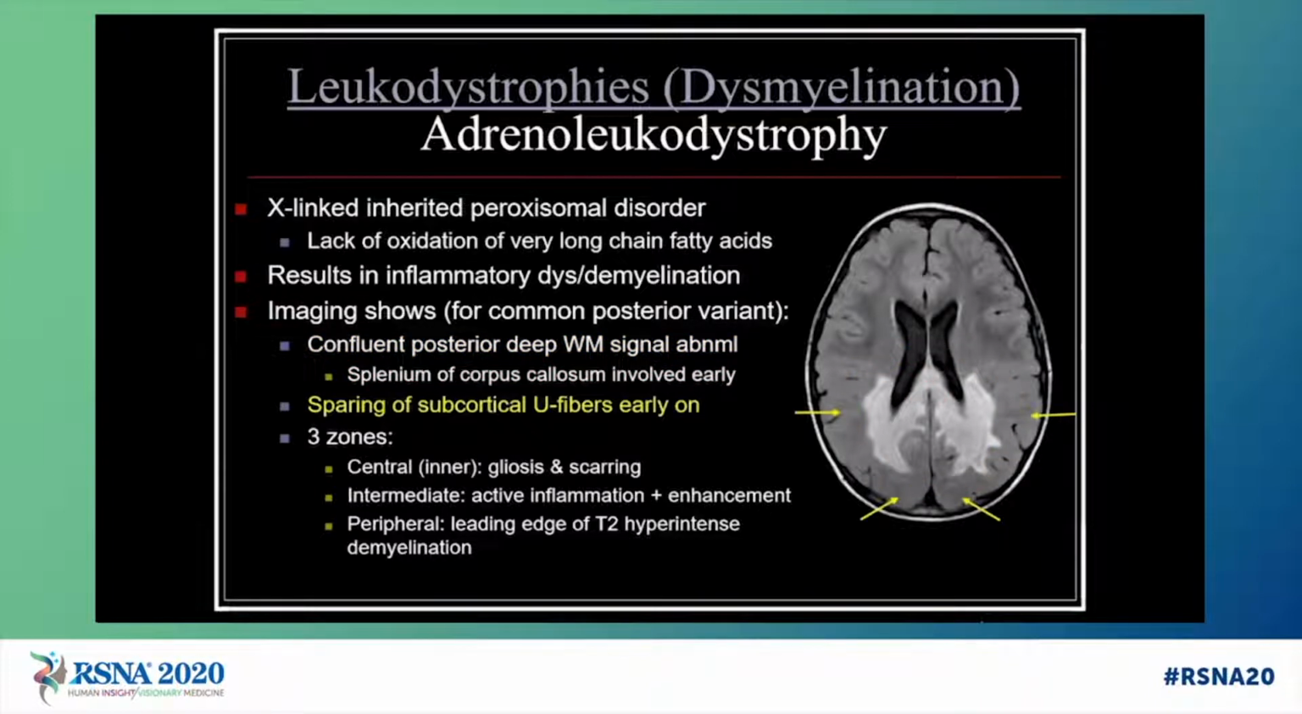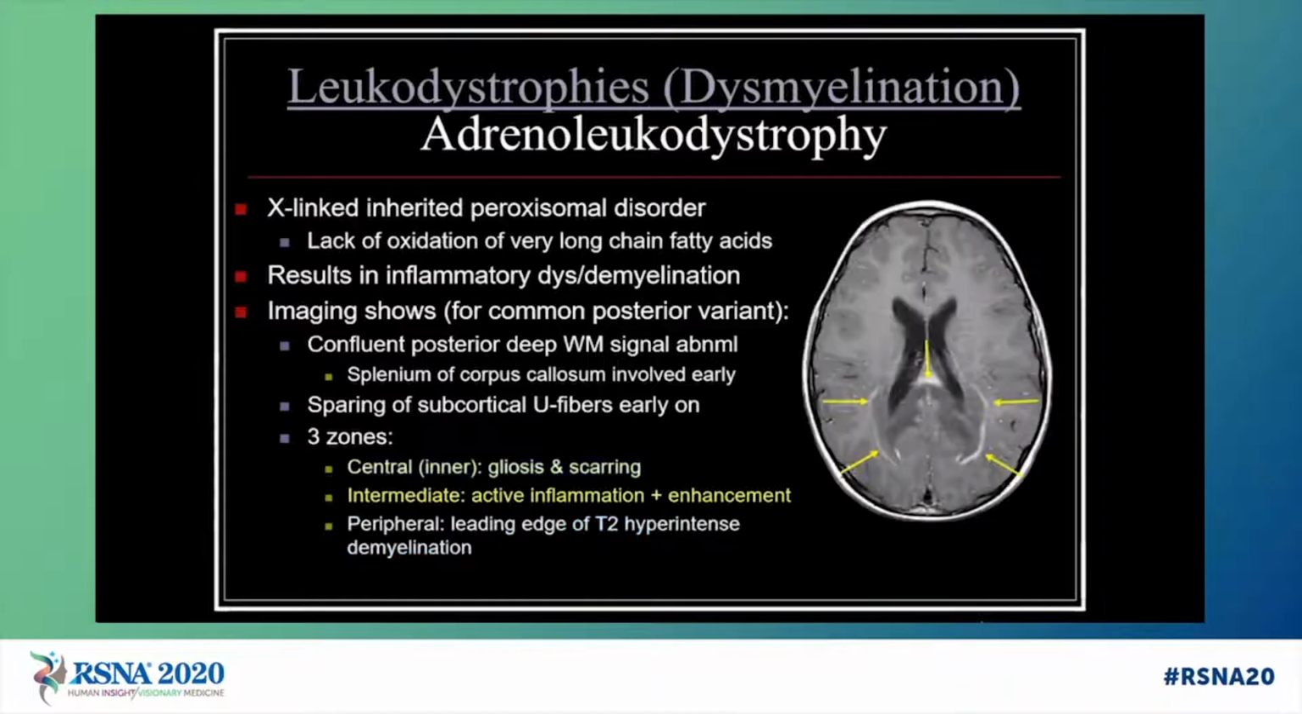Early on in the disease process, you'll get sparing of the subcortical U fibers, and we're going to see 3 zones of involvement. You have a central or inner area of gliosis and scarring that's T2 hyperintense, a thinner peripheral leading edge of T2 hyperintense demyelination, and then you're going to see this intermediate area of active inflammation and enhancement.